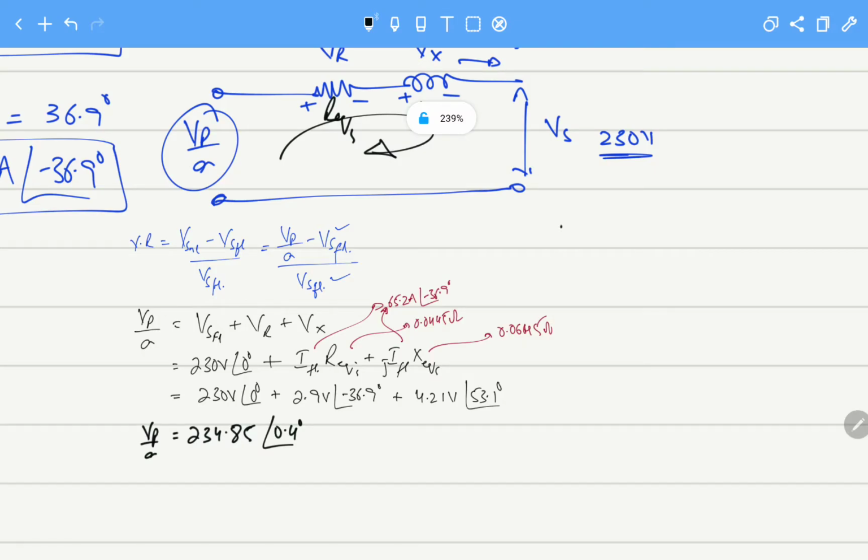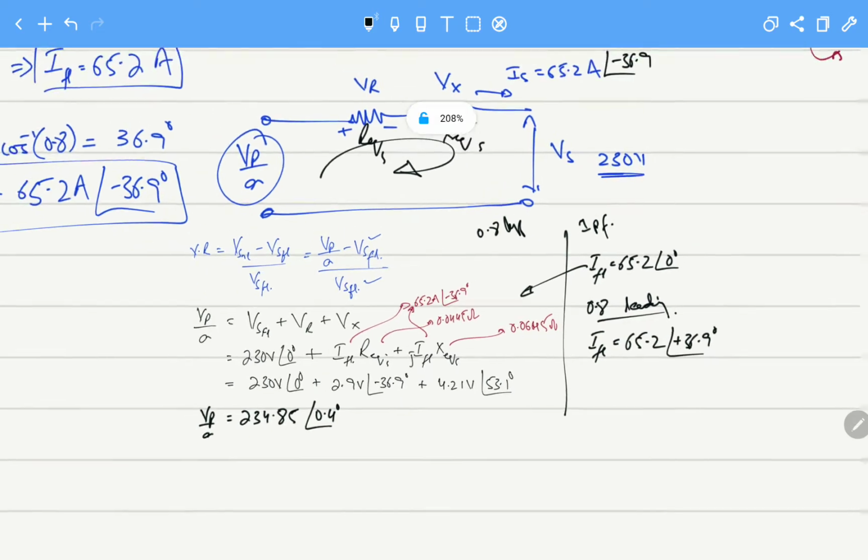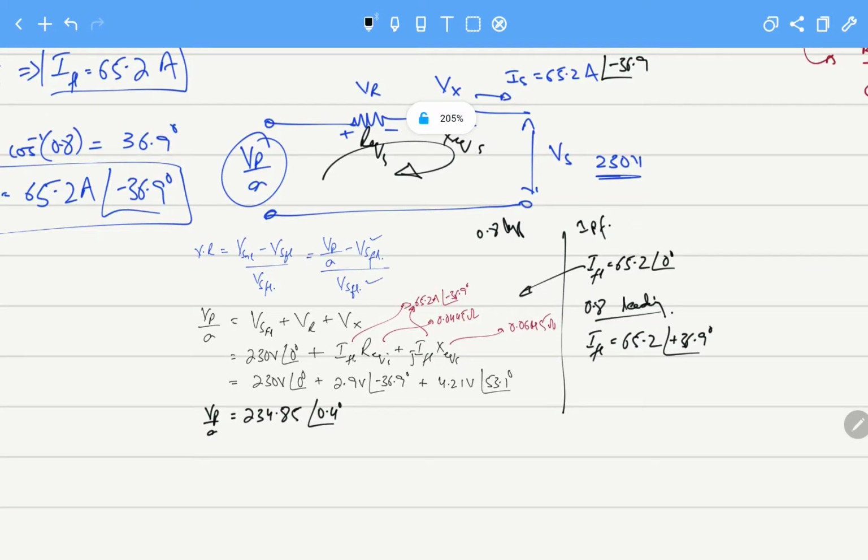Similarly, this was for 0.8 lagging. If we want to calculate for 1, all the things will be the same, only the angle will change, the full load current will become this for 1 power factor. And when we are considering 0.8 leading power factor, the current will become plus 36.9 degrees. That's it. And you can calculate the values.